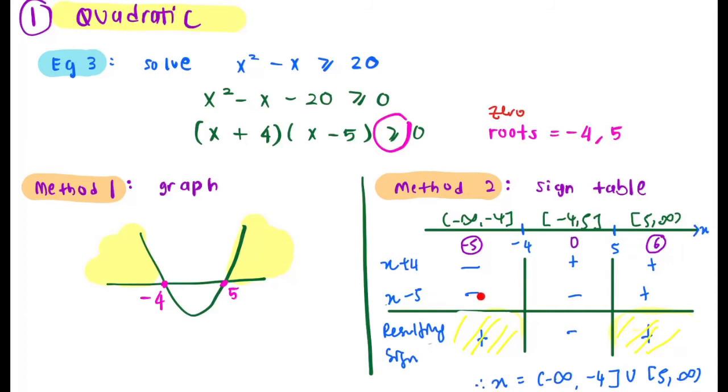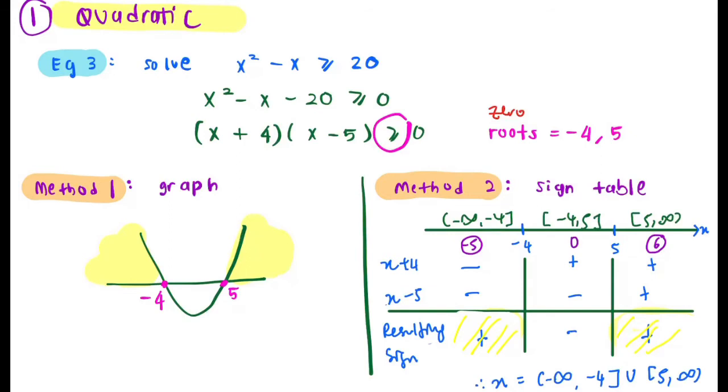So just look at the result. Minus minus is plus, plus minus is minus, plus plus is also plus. So just take your answer: minus infinity until minus 4, union 5 until infinity. There's another method you can use if you are solving quadratic.